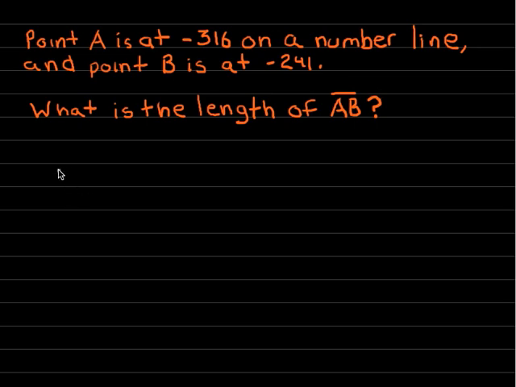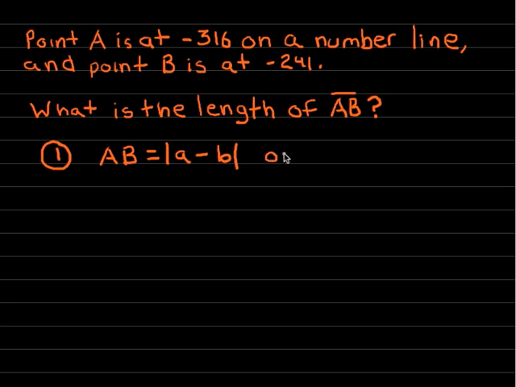Whenever you work these, the first thing I want you to do is to write down the definition of segment length. So that's going to be step one. And the definition of segment length is that the length of segment AB is equal to the value of little a, which is the point on the number line where point A lies, minus little b, which is the point on the number line where point B lies.